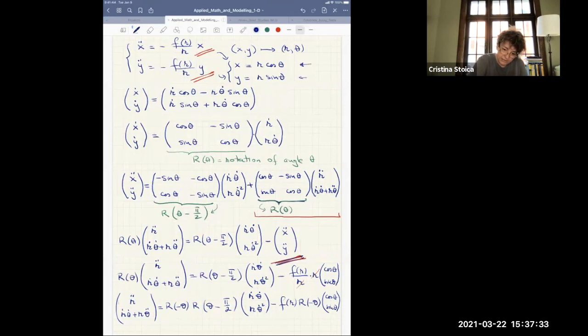So now these guys, this is a rotation of angle minus theta plus theta minus pi on 2. So it's actually a rotation of angle minus pi on 2. So what is this? Let's put minus pi on 2 instead of theta in the definition of a rotation. So cosine of minus pi over 2 is 0, then 1, then minus 1, and 0.